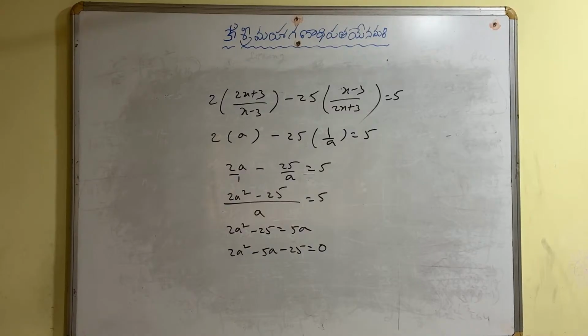Sir, a values 5 and 5 by 2. Yes, a value is 5 and 5 by 2. Then find the value of x. So is it 5 and negative 5 by 2? Negative 5 by 2 or 5 by 2? Which is right?